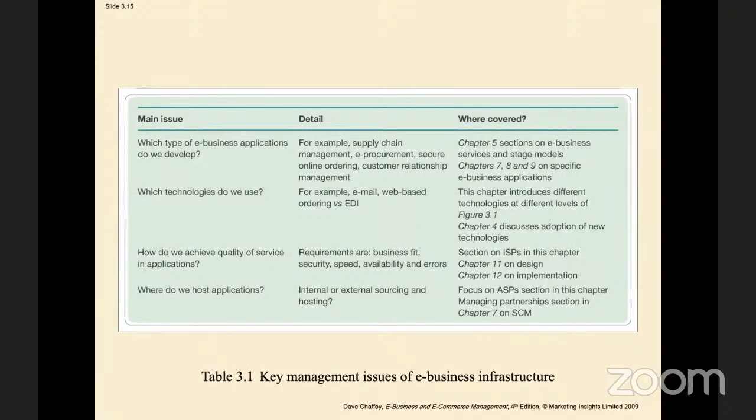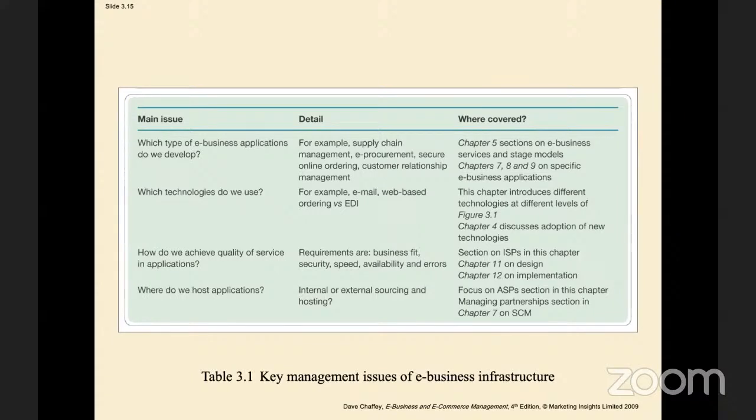Okay, now here are the key management issues of e-business infrastructures. What are the key management issues of e-business infrastructure? Number 1, the main issue: which type of e-business applications do we develop? Now, what are the details about it? For example, supply chain management, e-procurement, secure online ordering, customer relationship management were covered. So here are the different questions or main issues, and there are the examples of them.